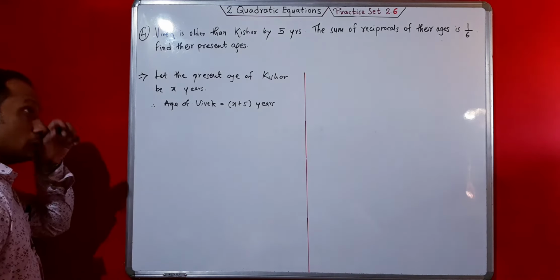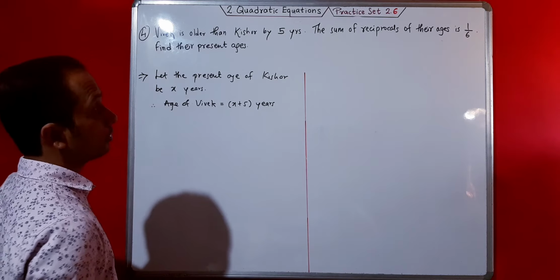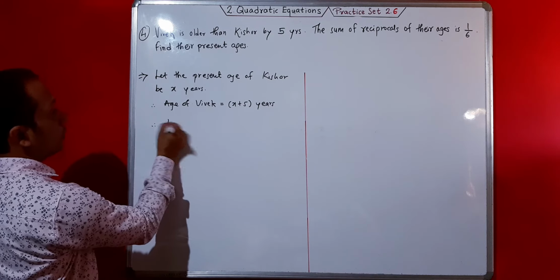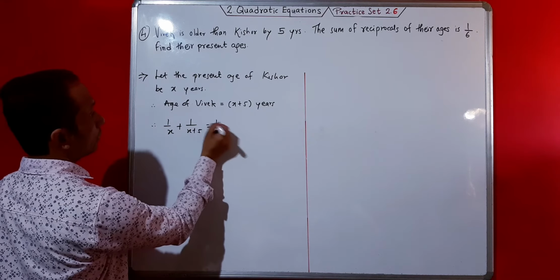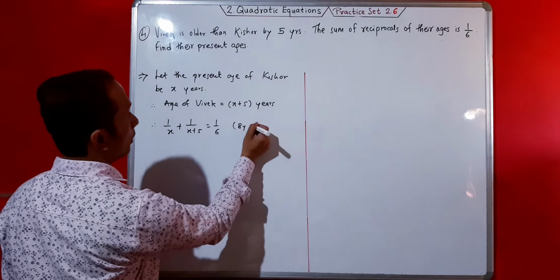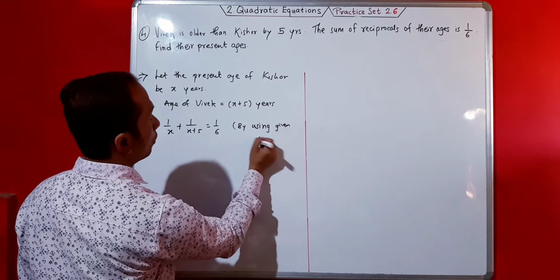So just the reciprocals of the age is sum of reciprocals. Therefore 1 upon x plus 1 upon x plus 5 is equal to 1 upon 6 by using given condition, or by given condition.